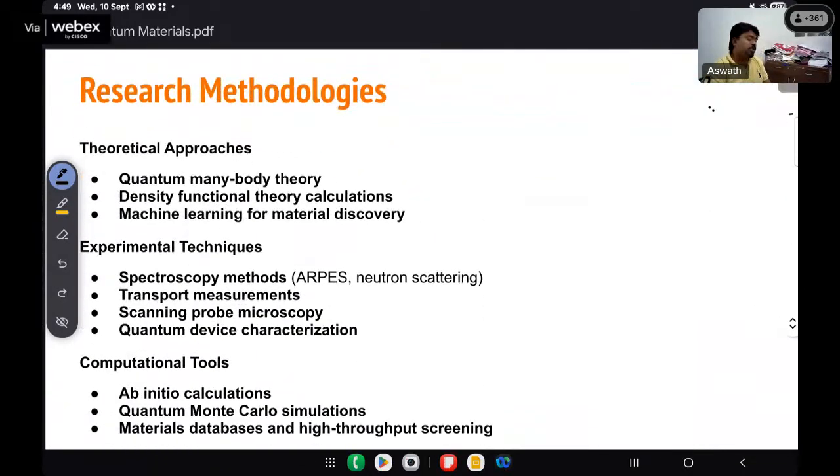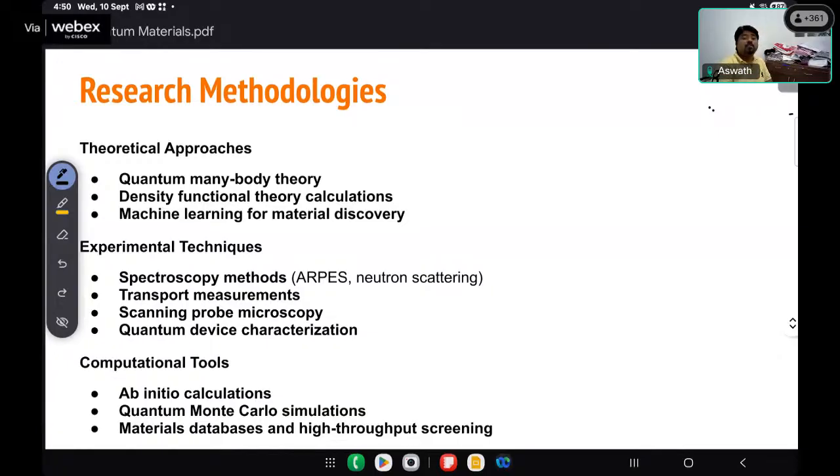So, research methodologies. What one has to use to study them is quantum many-body theory, meaning there are many bodies or many qubits interacting. To study them, one uses a branch of quantum physics called many-body theory. Another one is density functional theory, DFT, which tells me the chance of a certain bond being created, and the chance of a certain electron being emitted from a given combination of qubits or atoms.